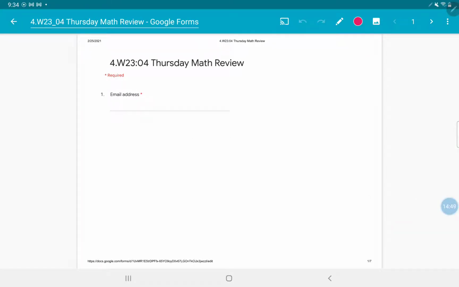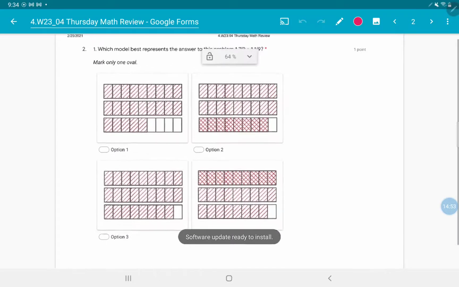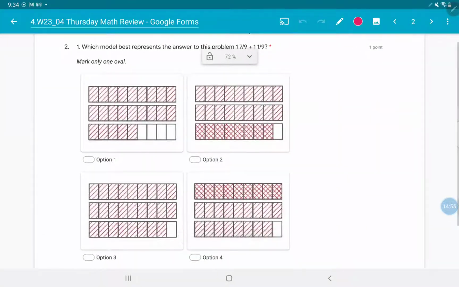All right, now for Thursday's daily math. The first question asks you which model best represents the answer to the problem 1 and 7/9 plus 1 and 1/9. What does 1 and 7/9 mean? What does that mean, Olivia? 1 whole and 7/9 more of another whole.